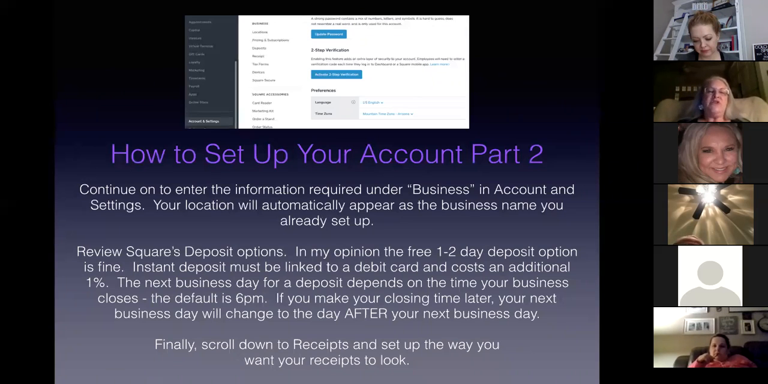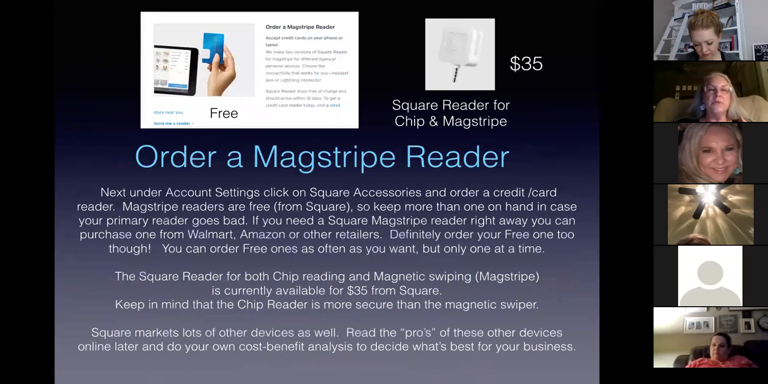Okay. So finally, when you've completed this information, scroll down to receipts and set up the way you want your receipts to look. It's going to have you give a bunch of information about your business, and then it's going to ask you how you want your receipts to look. It'll give you some options there. You can put some wording in there. You can put a picture in there, lots of different things. The next thing that you're going to want to do is to order a mag stripe reader of some sort.